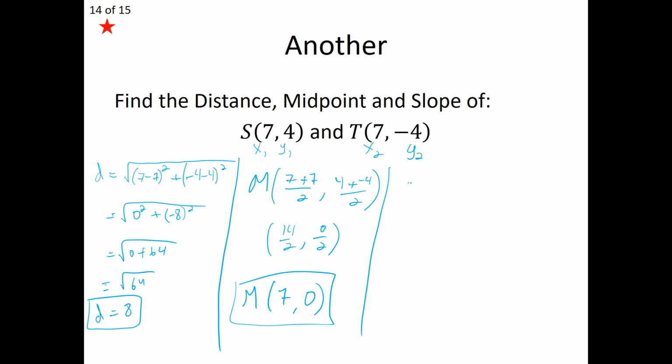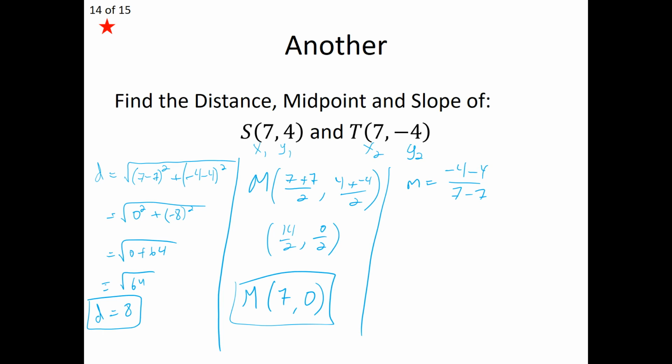Now, this is where things get interesting with our slope. Remember, it's always going to fall into one of the 4 categories. It's either going to be positive slope, negative slope, zero slope, or no slope. So let's see what happens. So we do the change in our y's, so -4 minus 4 over the change in our x's, 7 minus 7. Uh-oh, let's take a look, see what happens there.